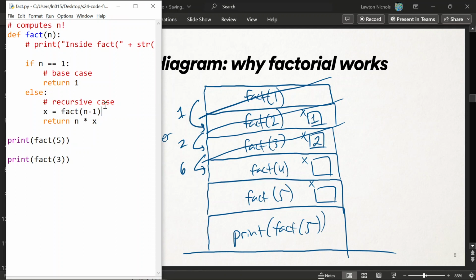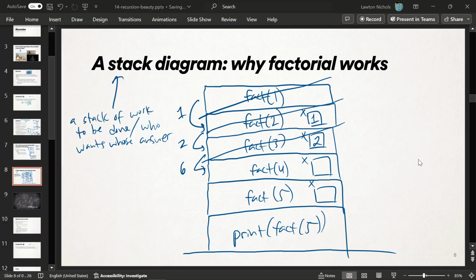And it knows, all right, I know how to calculate factorial of 4 based on the answer to factorial of 3. I'll multiply my 4 by it. And that's my answer for the factorial of 4. Factorial of 3, which was, I got the 6 back, placed it there, times my 4, that's 24. I'll return that to whoever was waiting on me.